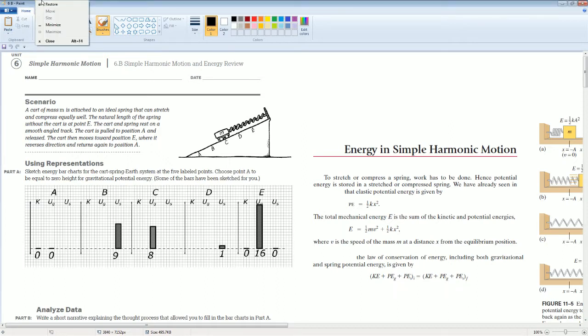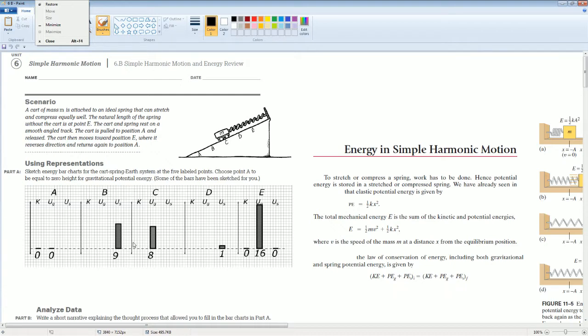Here's the scenario. A cart of mass M is attached to an ideal spring that can stretch and compress equally well. The natural length of the spring without the cart is at point E. The cart and spring rest on a smooth level track. The cart is pulled to a position A and then released. The cart then moves towards E, where it reverses direction and returns to its position A.